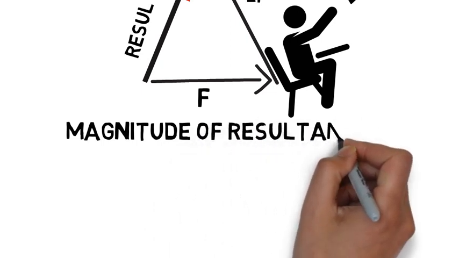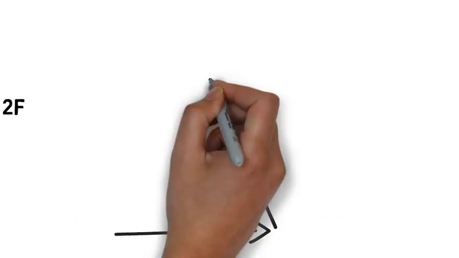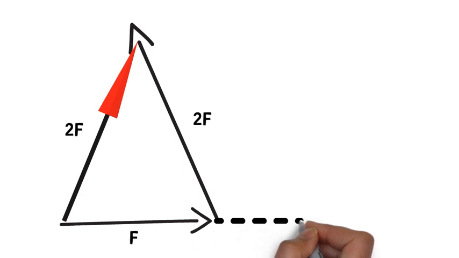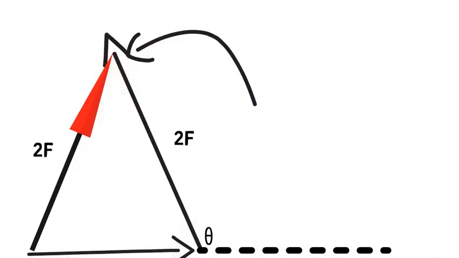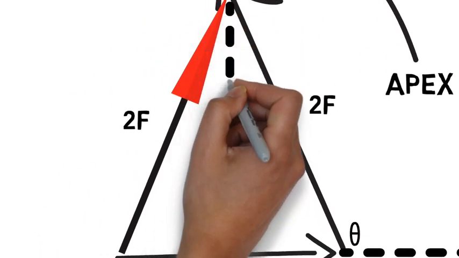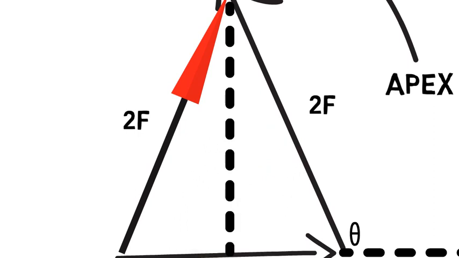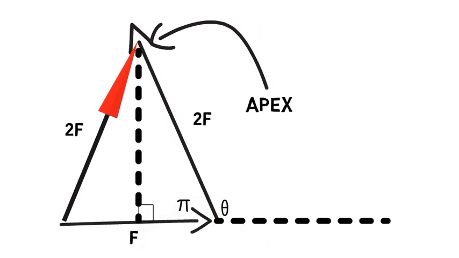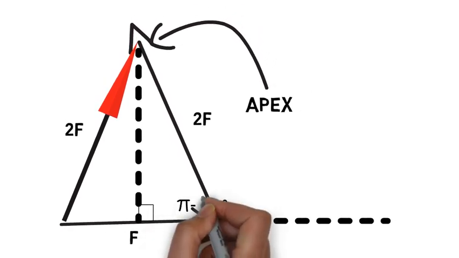So guys, now we need to find the value of theta. If you complete the vector triangle, you end up getting an isosceles triangle. Now from the apex, drop a perpendicular to the base. When you drop the perpendicular to the base, you can consider the angle pi minus theta, in other words 180 minus theta degrees. In radians, it's going to be pi minus theta.